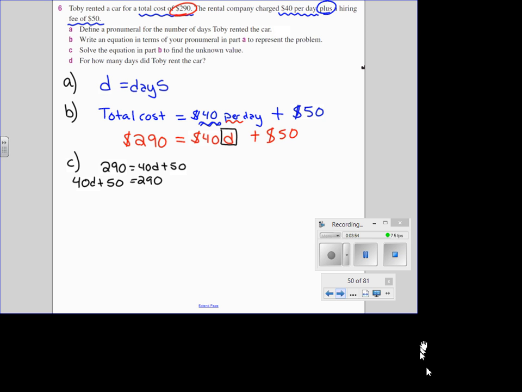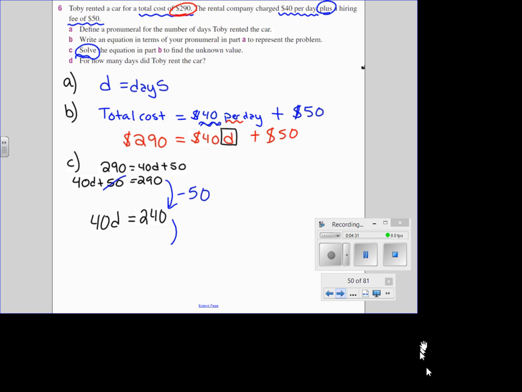So it's asking me now to start to solve. Key word here, solve the equation. So I know when I solve, I'm thinking of my steps, and we draw the arrows to remind us of what our steps are. So if I am multiplying by 40 and adding 50, I'm going to begin by taking away the 50. That will leave me with 40D is equal to, and then I also have to do 290 minus 50, so I'm left with 240.